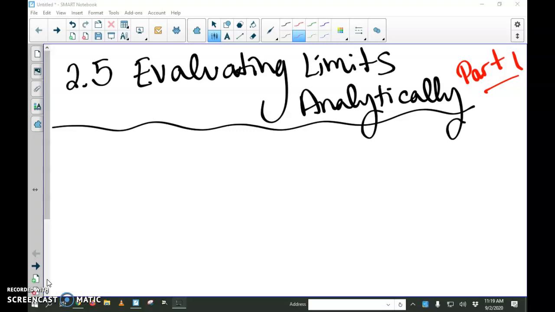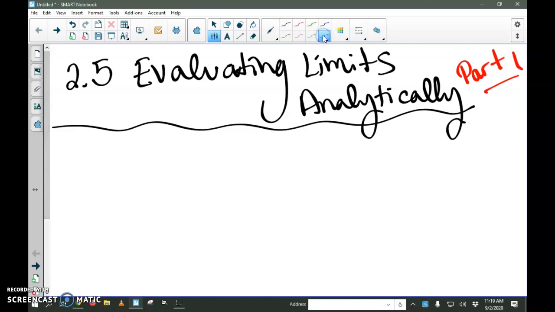Analytically is the same as saying algebraically. So we're going to look at limits today without using a table, without using a graph. I'm going to call this part 1 because I'm actually going to do 2 parts, one for this remote day and then one for your second remote day.